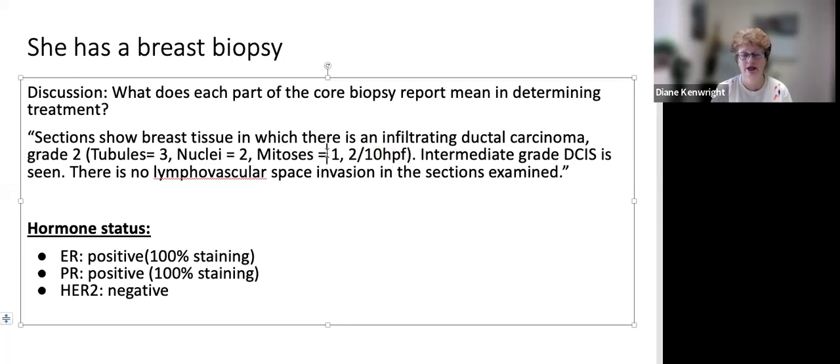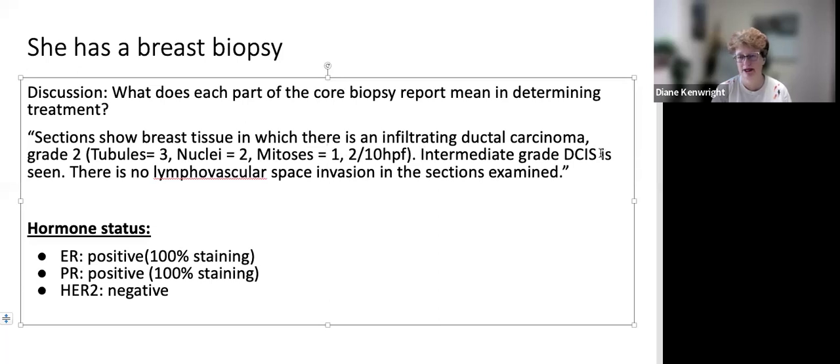So we add all those together. It's a score of 6. If the patient has a score of 3, 4, or 5, we call it grade 1. If it's a score of 6 or 7, it's grade 2. And if it's a score of 8 or 9, it's a grade 3. Each of these is scored out of 3, with 1 being good and 3 being more aggressive.